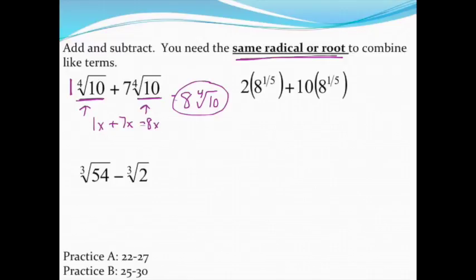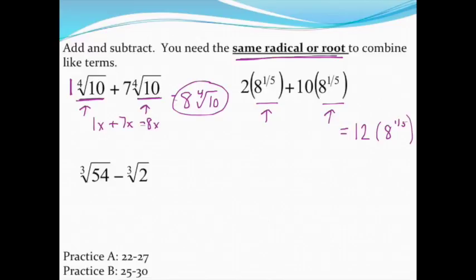Our next example has 2 times 8 raised to the 1/5 plus 10 times 8 raised to the 1/5. So notice again they have the same piece at the end there, think of it sort of as your variable. So adding up like terms, if I have 2 of them and then I add 10 of them to that, I've got 12 total. That piece at the end that's in common will not change. It's still 8 raised to the 1/5 power, but now I have 12 of them in front.